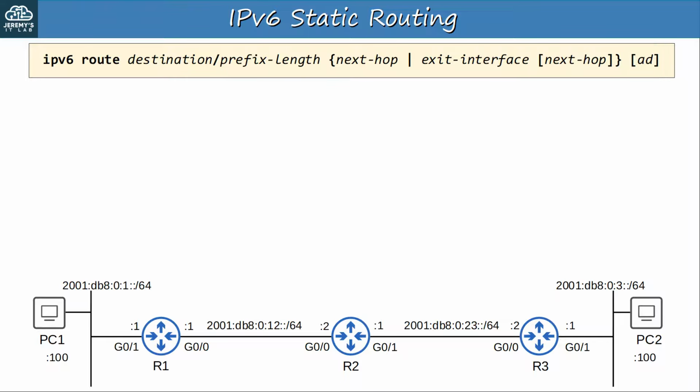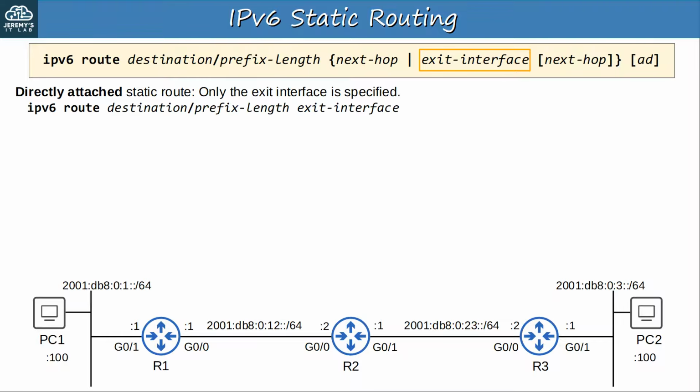Now, there's actually a name for each of these different kinds of static routes, depending on if you specify just the exit interface, just the next hop, or both. This concept isn't unique to IPv6, by the way. It applies to IPv4 static routes too. Let's check out those names. First up, a directly attached static route is a route where only the exit interface is specified. So the command is like this.